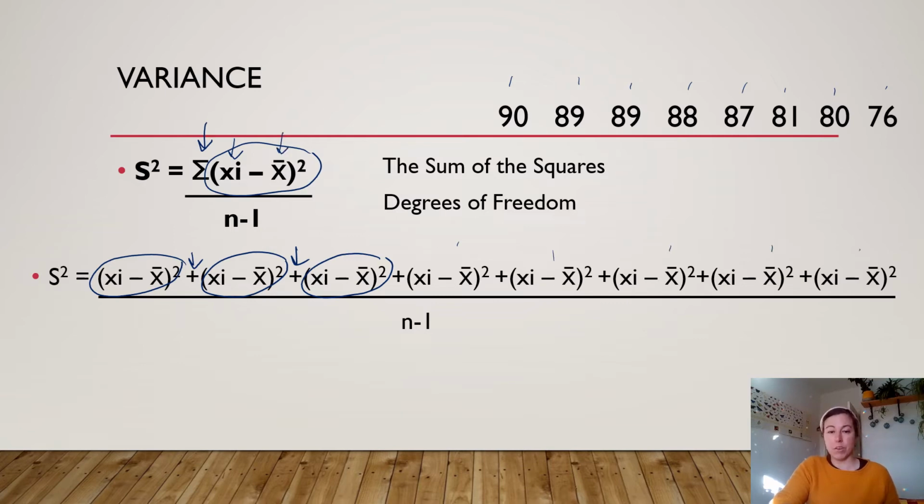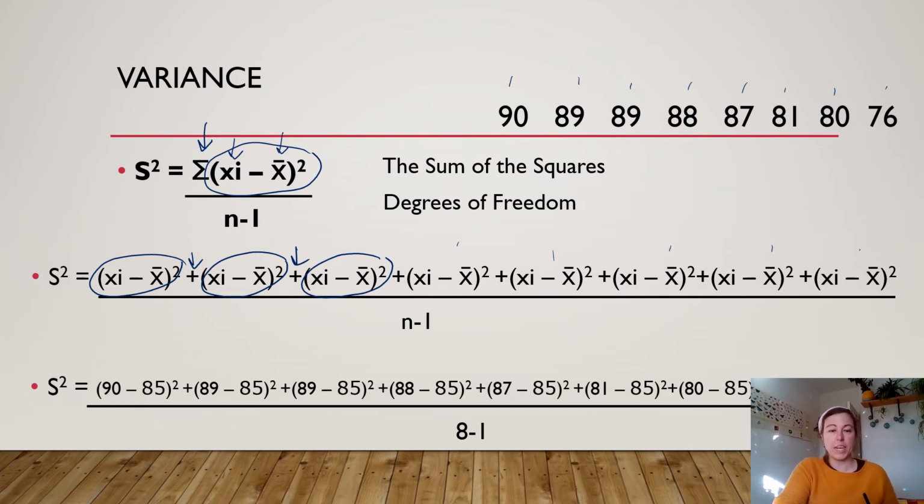So I'm going to do another click here. So we're taking xi as each point. So we're taking 90, subtracting it from the mean. The mean is 85. I did this on the other one. These are the same 4-year-old red oak trees from the first video. And when we add up 90 plus 89 plus 89 plus 88 plus 87 plus 81 plus 80 plus 76, divide by 8, we get 85. That's the mean, the average.